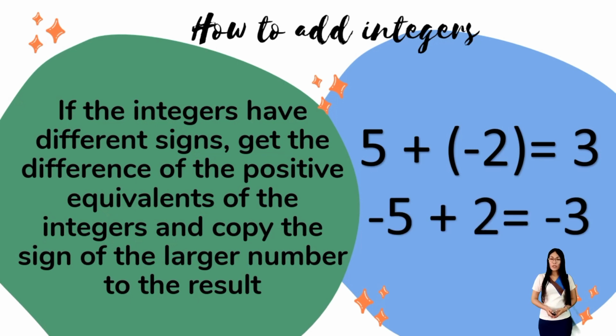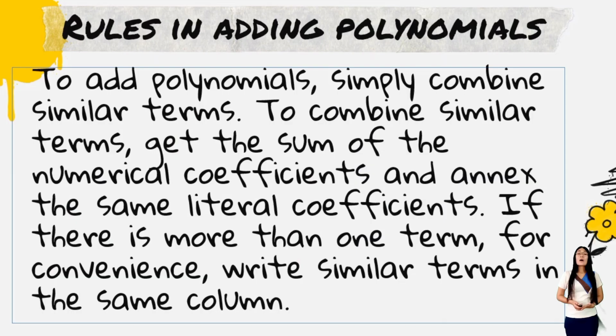Another example, negative 5 plus 2 equals negative 3. Why? Because 5 is negative and 2 is positive, so we will subtract them. 5 minus 2 is 3 and 5 is greater than 2, which is negative. That is why the answer is negative 3. Correct. Now, based on the activity that we had, there is also a rule in adding polynomials.